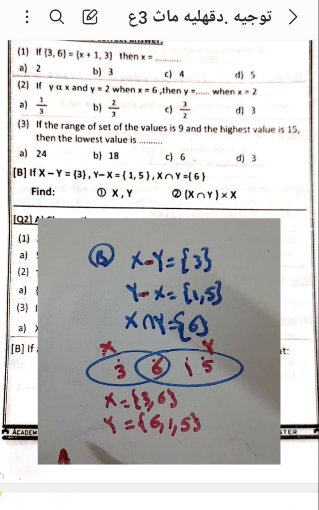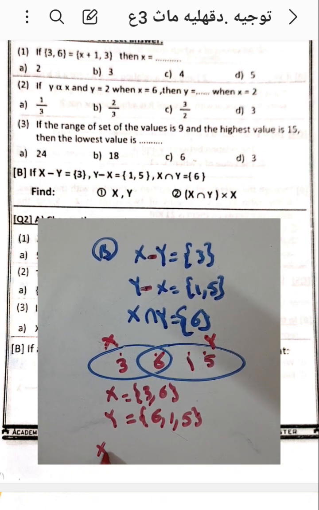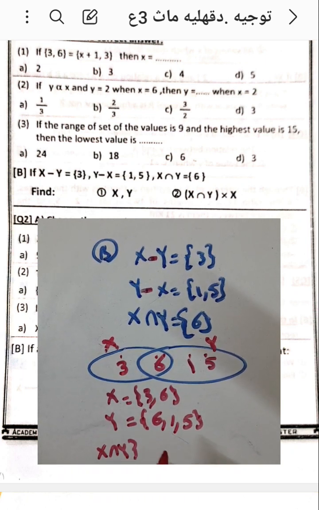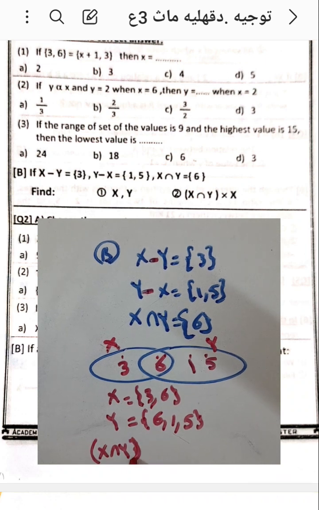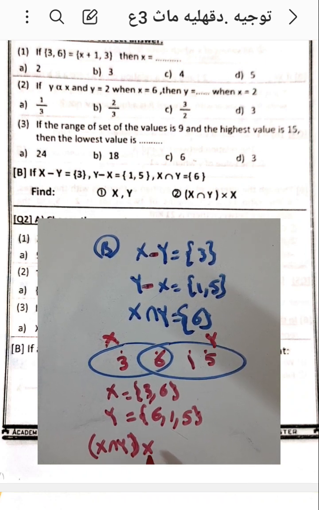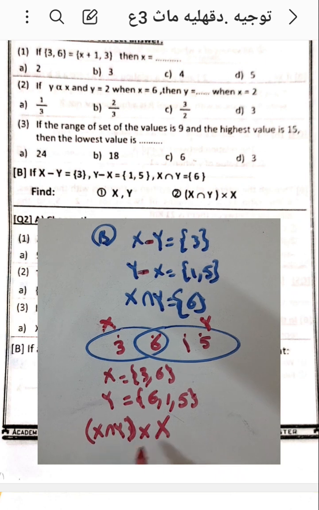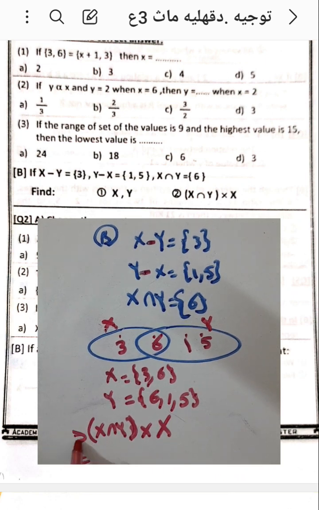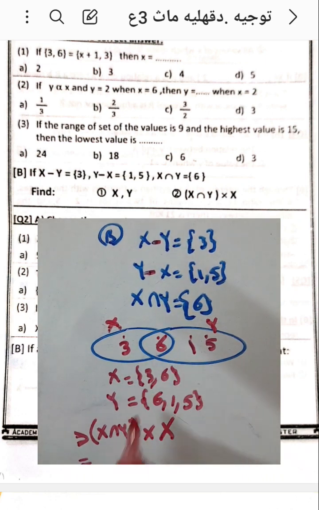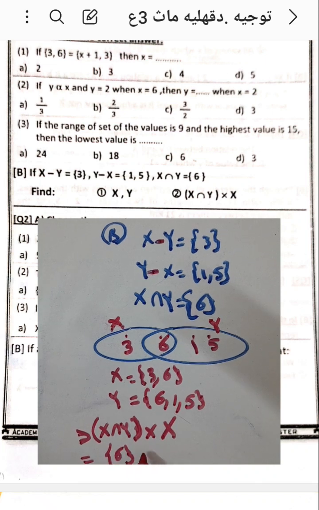Okay, and then you want to find the x intersection y Cartesian product with x. We can find in this example the intersection between x and y will be the set of 6, Cartesian product with the set of x, 3 and 6.